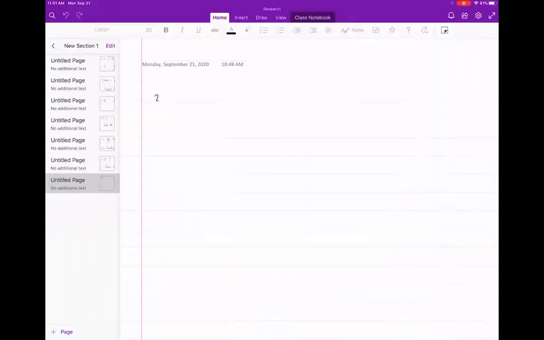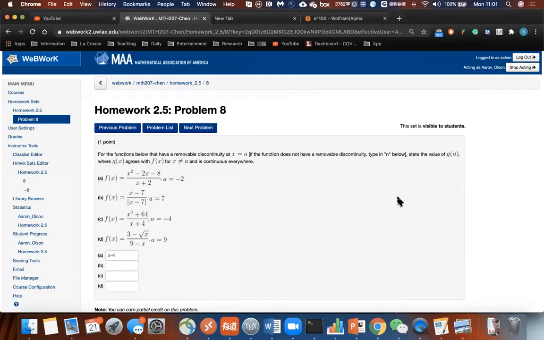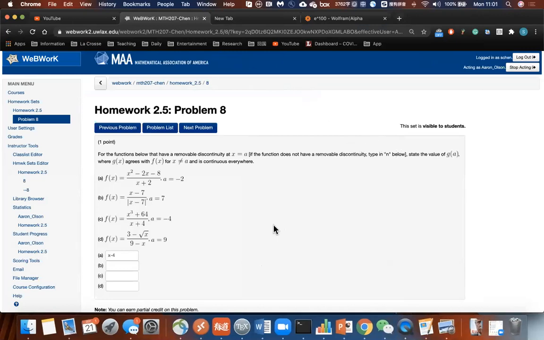Find, if there is one, the removable discontinuity. If the function doesn't have a removable discontinuity, type in n below. Otherwise, state the value of a. Okay, let's read it.